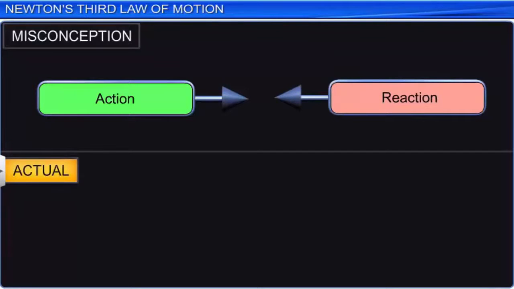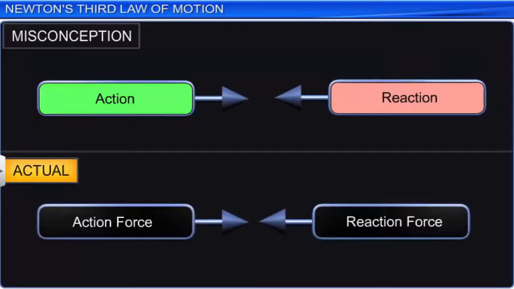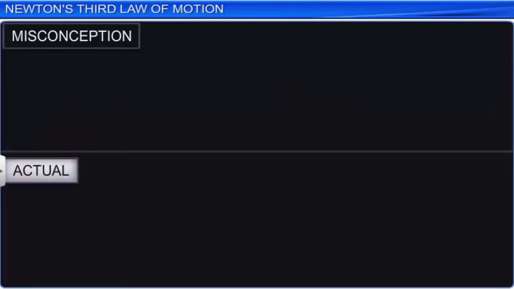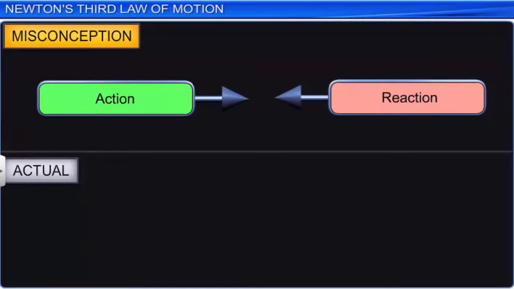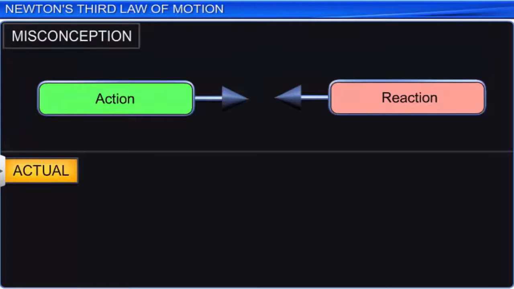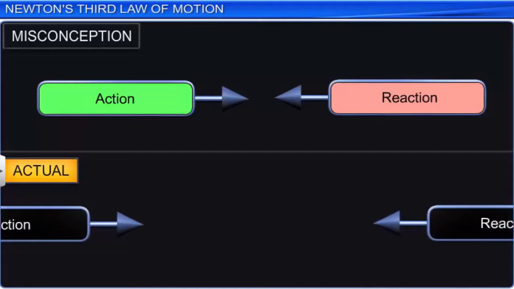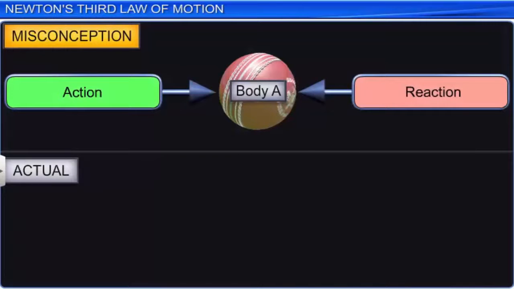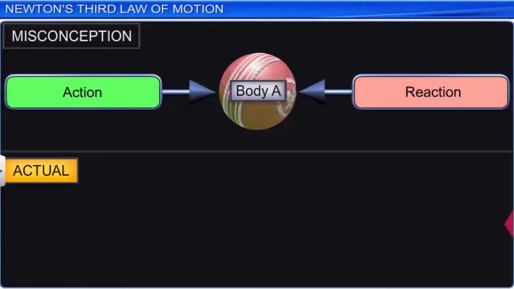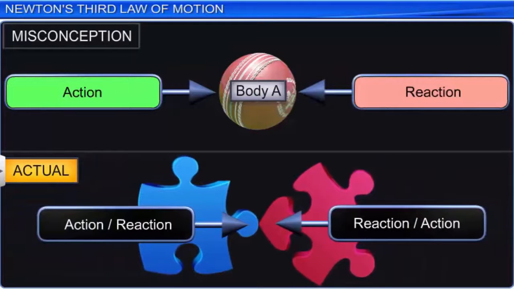Actually, both represent the same entity, that is, force. The law gives an impression that action comes first and then its reaction. That is, action is the cause and reaction is its effect. Actually, action and reaction come into existence at the same instant. Action and reaction seem to occur on the same body. Actually, action and reaction forces act on different bodies.